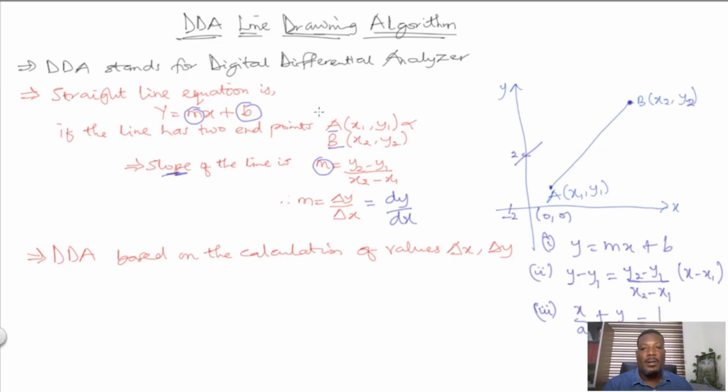So why are we talking about the equation of a line, and how does the algorithm fit in this? You should bear in mind that the DDA algorithm, as we've been talking about, is based on the calculation of the change in X and also the change in Y. The calculation of these two is very important when we think about using the digital differential analyzer. So once we have that in mind, let's go to the next point.